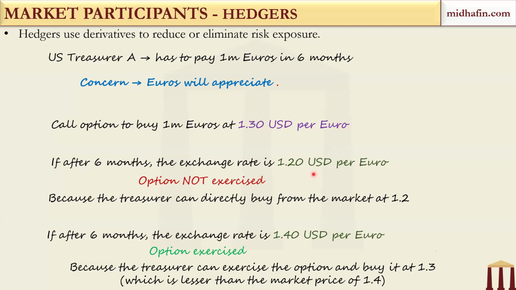It may be 1,000, it may be 10,000 also. That's not a problem, but it is predefined. The premium will be quoted based on per unit of the underlying. Then you multiply it with the contract size, and you get the final premium.